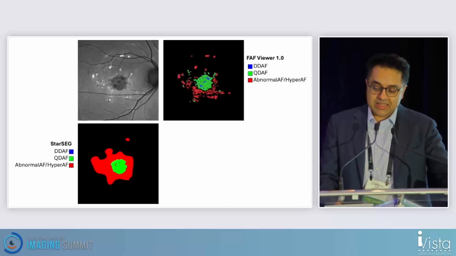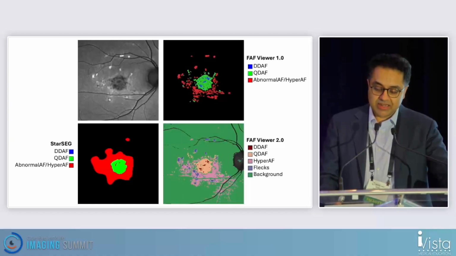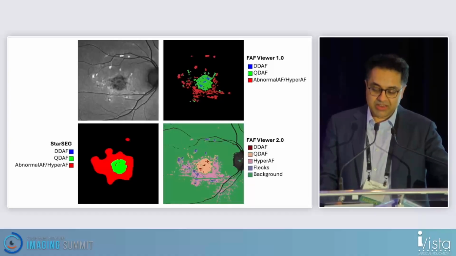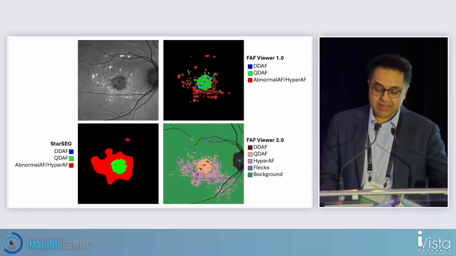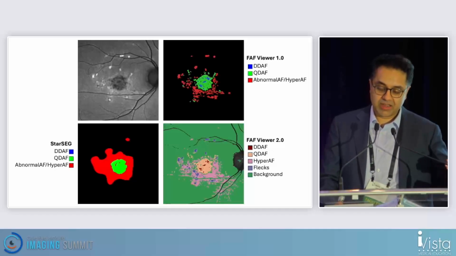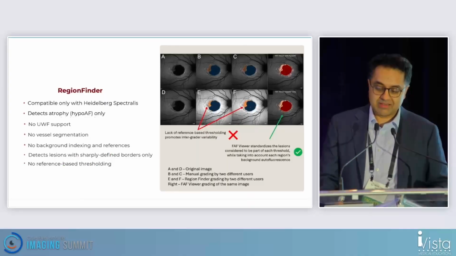When we look at this segmentation and get into even more granular detail as you refine the tool, you can see that there's probably much more granularity to this, and how you define the areas of hypo and hyperautofluorescence changes based on the overall brightness of the image.